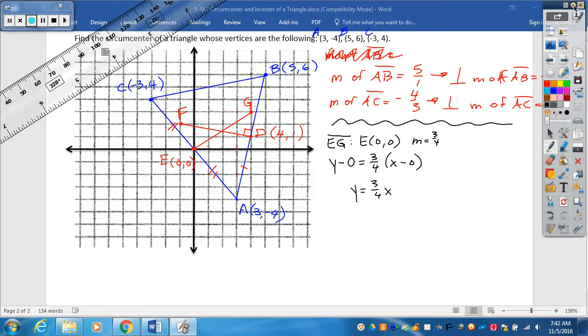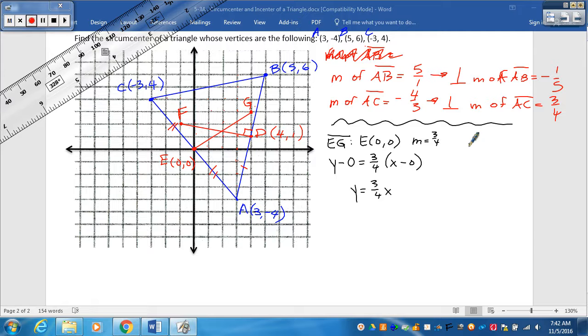The other part is to do the same thing for DF. DF right now has D, which is at (4, 1), and the slope, which is negative 1/5. So if I plug this in, y minus the y value is equal to the slope times x minus the x value. Now, simple algebra: distribute the negative 1/5. Notice there that the double negatives become positive, and then I'm going to add 1 to this 4/5 over here.